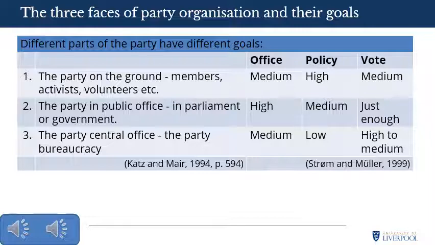So we've said the parties want to win elections, but that's not all. On the face of it, the question of what parties want might seem simple. According to our definition, they want to win elections. But often winning elections is just a means to an end. Muller and Strom argue that political parties just want three things.